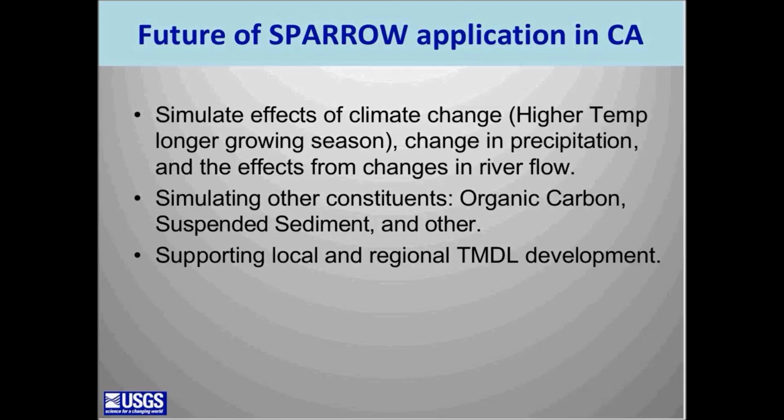And suspended sediment would be a good constituent to model with SPARROW, not only for knowing where different sediment sources are, but a lot of different contaminants move with sediment. Mercury is one of those examples. There's other contaminants as well. So if you can get a calibrated model for sediment, then you have a chance of being able to understand how different contaminants associated with sediment might move through these different waterways as well. And also, as I mentioned a few times, hopefully this would be useful in supporting local and regional TMDL development for these different types of constituents.